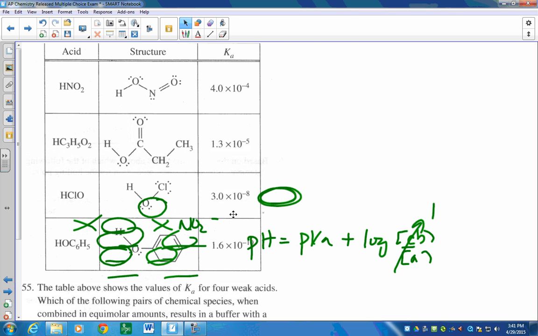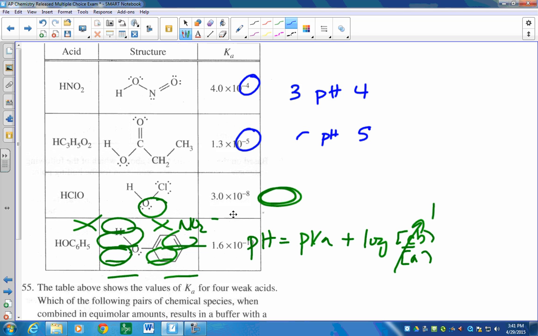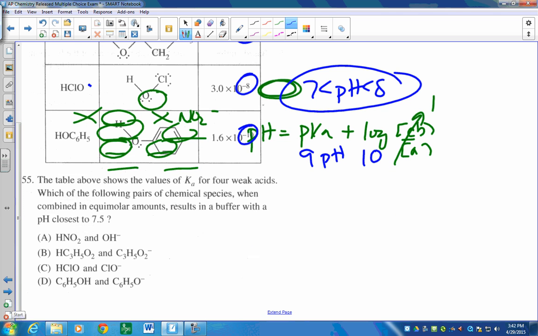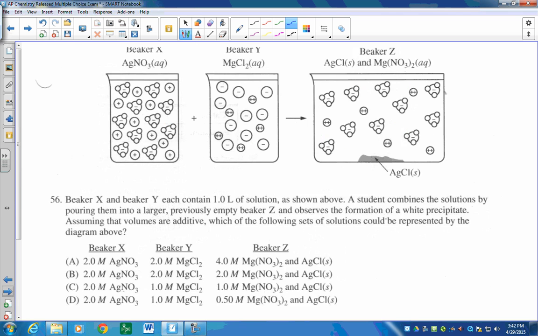So I'm going to write this in a different color because I ended up moving this stuff when I was moving. Okay, this pH would be between 3 and 4. This pH would be between 5 and 4. This pH would be between 7 and 8. And this pH, that's a negative 10. You can't really see it. That pH would be between 10 and 9. Which one would be the best choice if you want the buffer to be 7.5? The answer is the one that has HClO in it. So it's C.